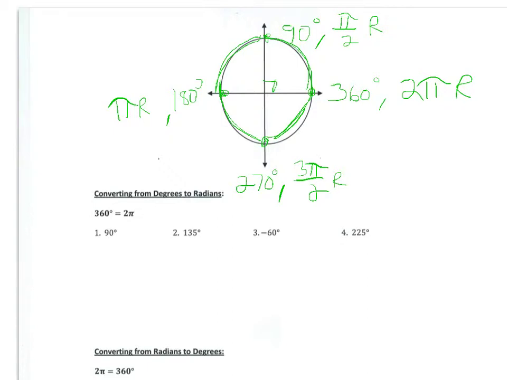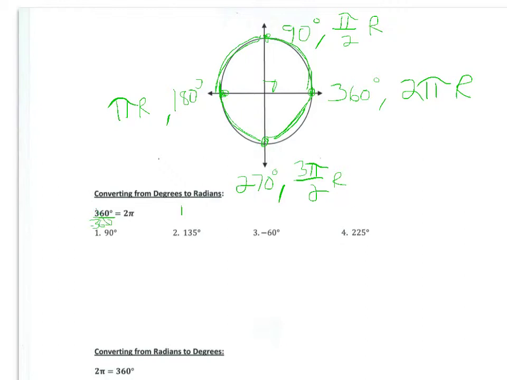Okay, let's look at some angle measures that aren't on the x or the y axis. They're in quadrant 1, 2, 3, or 4. First, we're going to convert from degrees to radians. To convert from degrees to radians, I want to know what 1 degree is equal to in radians. I established that 360 degrees is 2 pi radians. So to get 1 degree, I take 360 degrees and divide it by 360.